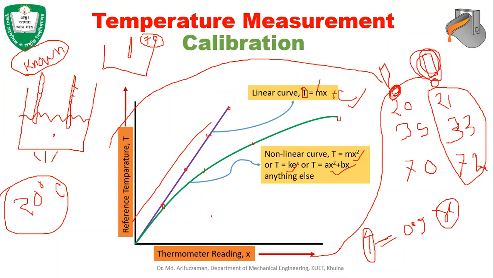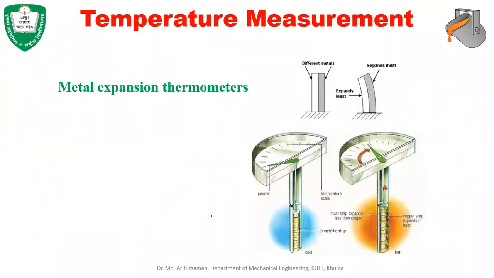Okay. So for the first one, the metal expansion thermometers are very widely used in, for example, rice cookers or geysers or something like those, where two metal strips are attached together. As you have already studied in your solid mechanics for thermal expansion. Do you remember? There was a thermal expansion coefficient, alpha.